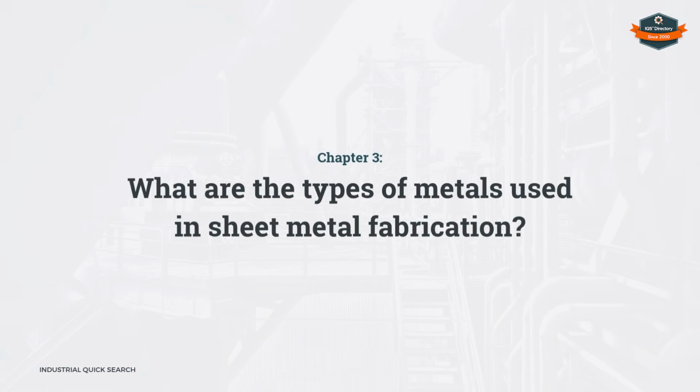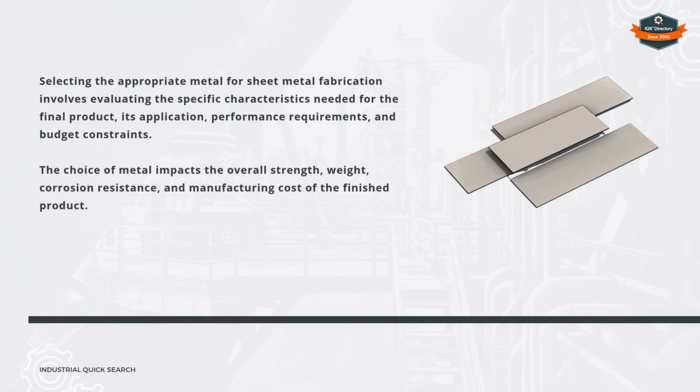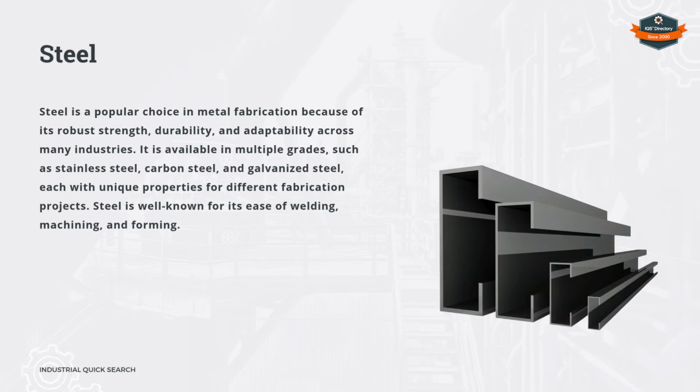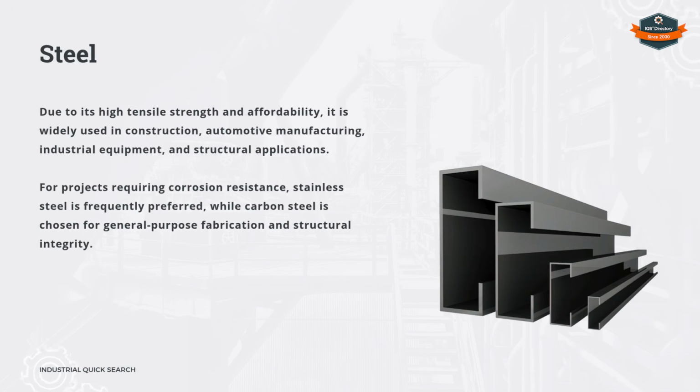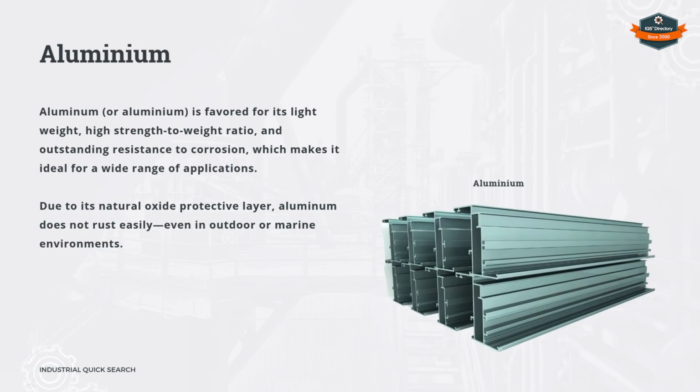Chapter 3. What are the types of metals used in sheet metal fabrication? Steel. Magnesium. Aluminium.